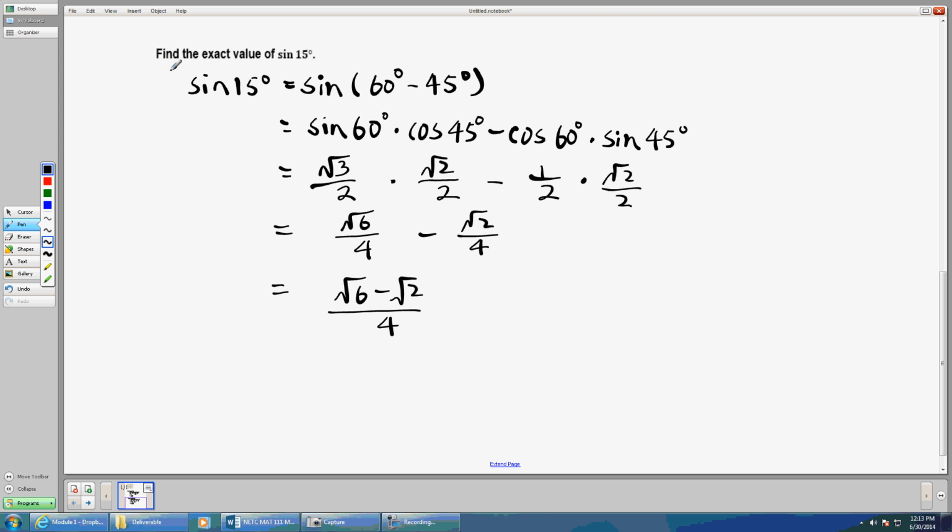So to find the exact value of the sine of 15 degrees, we use the angles on the unit circle that will somehow come up with 15 degrees. Our trick here is using 60 degrees minus 45 degrees, which is equivalent to 15 degrees, and use the difference of two angles formula for sine of 15 degrees. The exact value will be square root of 6 minus square root of 2 over 4. And that will conclude this video presentation.